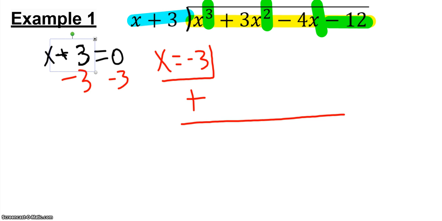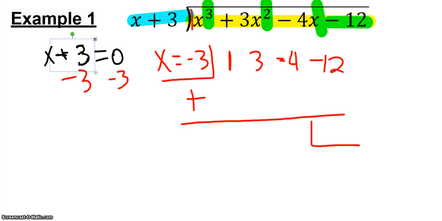Alright, now whenever I set up the dividend in my chart, I'm only going to use the coefficients. So the coefficient on my x cubed right here is a 1. So I'm going to have a 1. The coefficient on my x squared is plus 3. So I'm going to have a 3. The coefficient on my x is negative 4. If it's negative, make sure you add in the sign. Alright, and then my coefficient on my x to the 0, or just the number left by itself, is negative 12. And then below your last little term, add another little box.